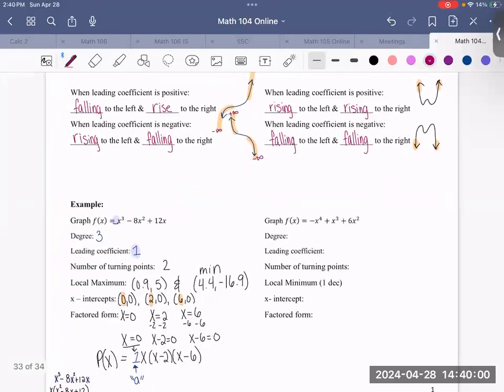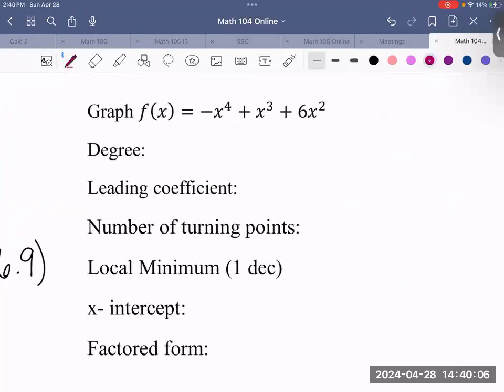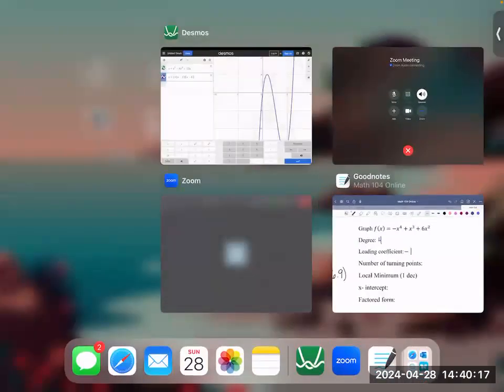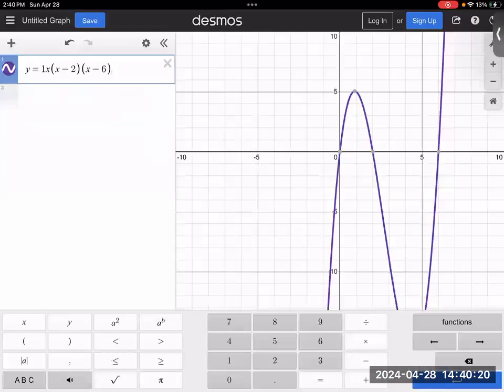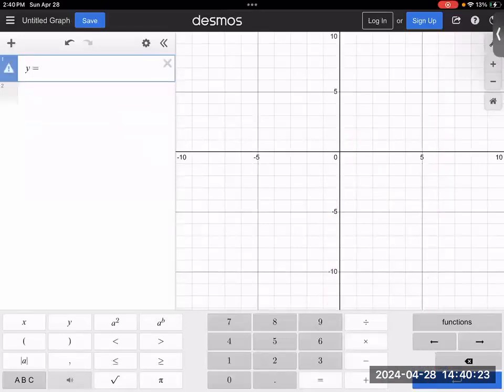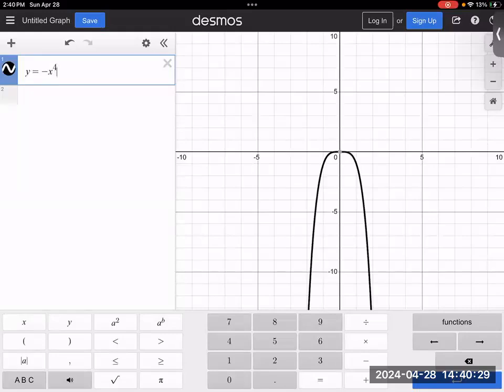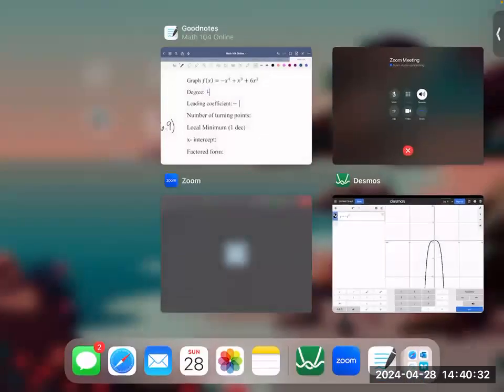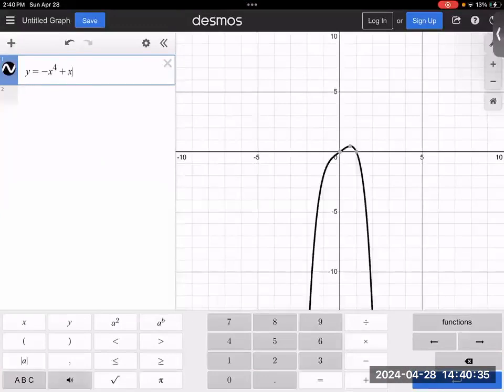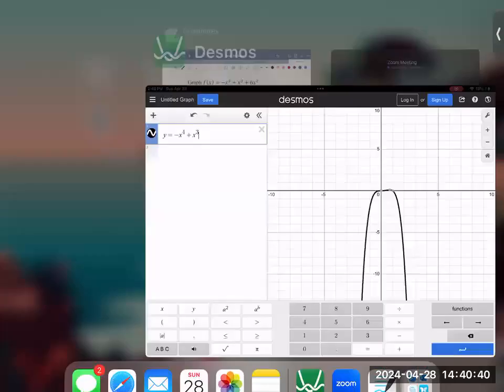So pause the video, see if you can tackle this next portion. All right, degree. Degree is a 4, leading coefficient is a -1. The number of turning points. Let's take a look if we were to put it on a graph. Y equals negative x to the 4th, minus x, plus 6.